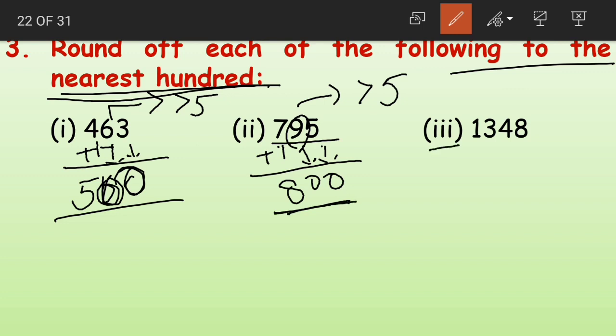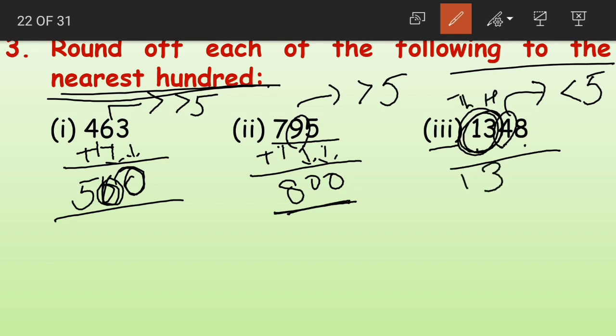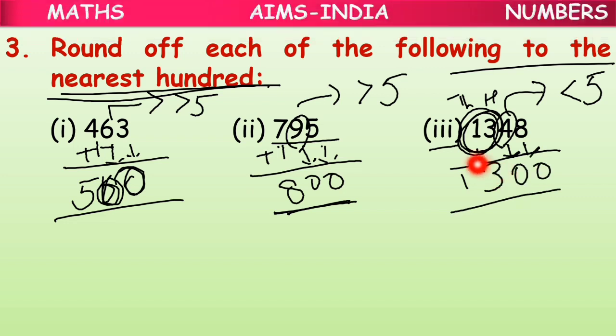Now question number 3, 1348. Here we are having 4 in the tens place. It is less than 5. So the digits in hundreds and thousands place remain unchanged, 1, 3. Now the digits in tens and ones will be replaced by zeros. So 1348 when rounded off to the nearest 100 becomes 1300. Clear, students?